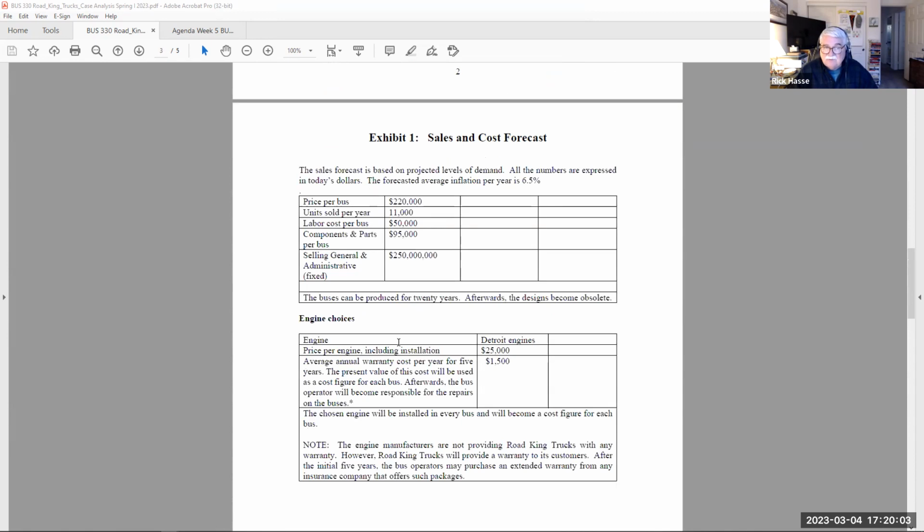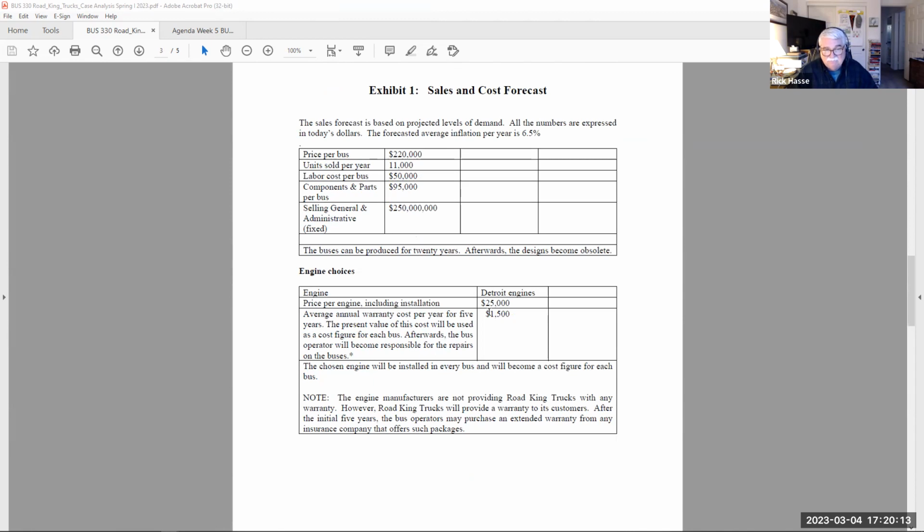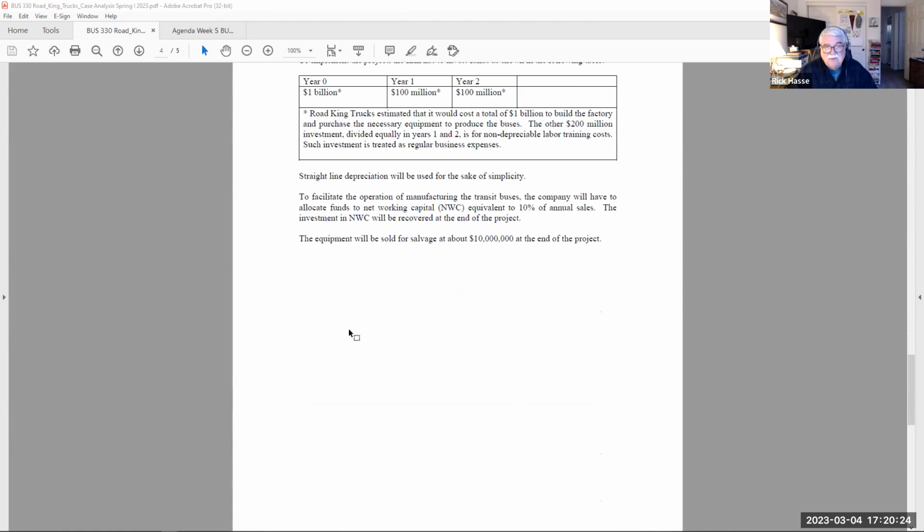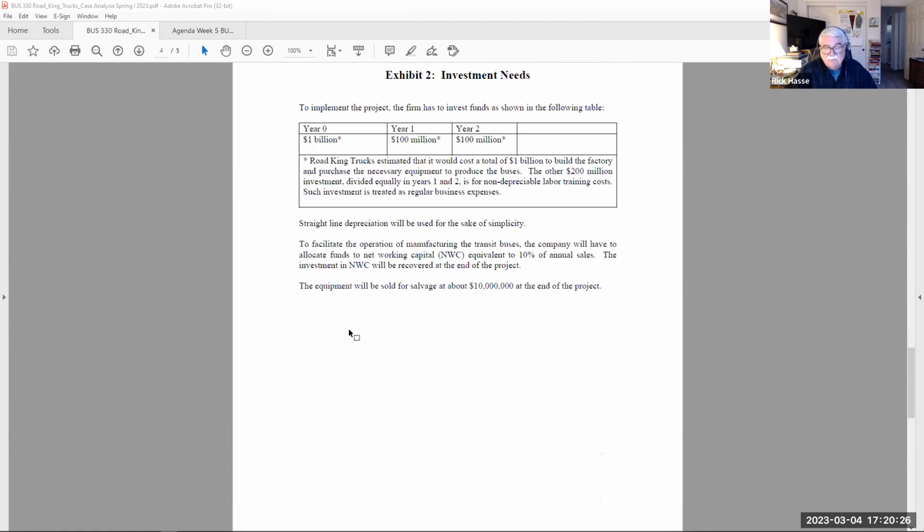Also, here's the analysis part of it, what they're going to be selling the bus for, what the inflation rate is going to be during this program, what the cost of producing the bus and the engine, and the investment needed by this company, $1 billion, spread out over 20 years. All this information you're going to put in a format like this.